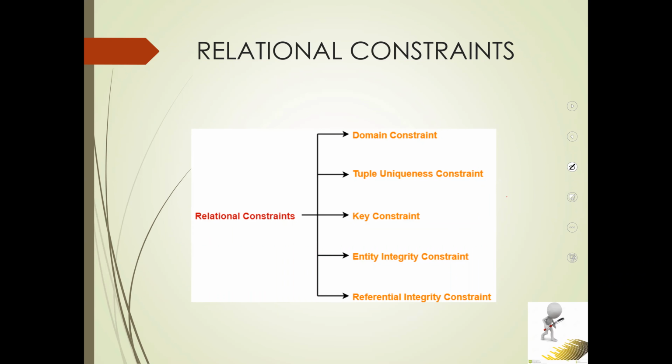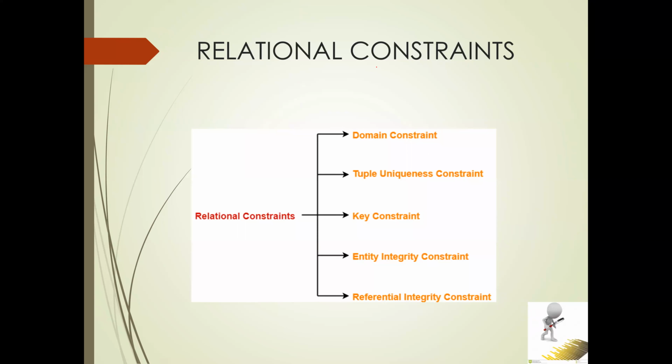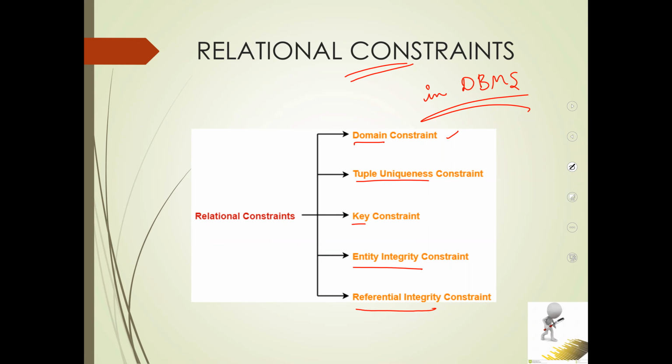We will go on to now a new topic called relational constraints. The type of relational constraints which are there in a DBMS. There are five sets of relational constraints. You call them domain, tuple uniqueness, key, entity integrity, and referential integrity. We will see them one by one. The first we will see is domain constraints.